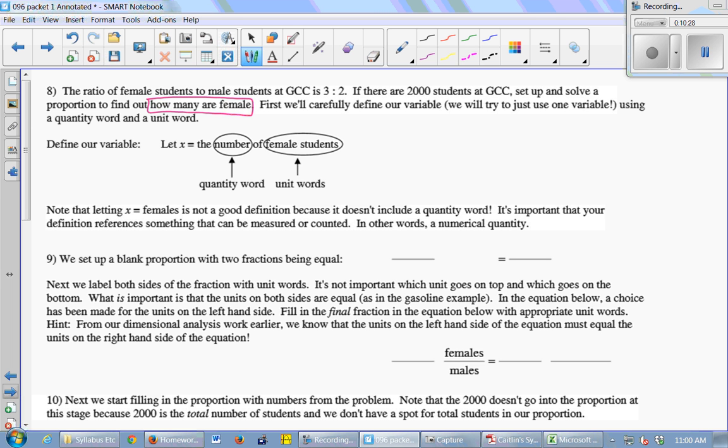Okay. So I'm going to just make a quick note. Just writing let X equal females is not a good definition because it doesn't have a quantity word, right? You need to have it be something that you can count or measure. So it has to be the number of female students. All right, so anytime you're trying to solve a proportion problem, you start by setting up a blank proportion. Fraction equals a fraction.